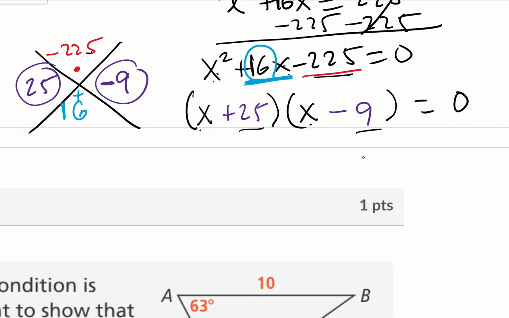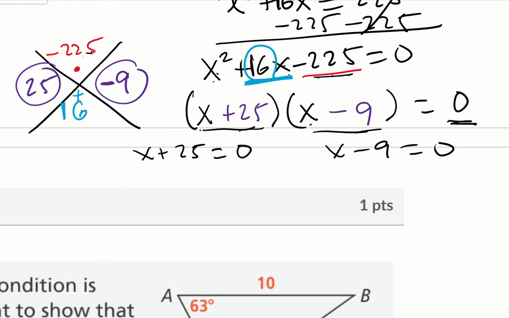And we know that 25 times 9 is 225. And then if you FOIL this or distribute, you're going to get the top. So the next thing, you want to determine what makes each of these equal to 0. So we're going to solve each of those. So x plus 25 is 0. X minus 9 is 0.